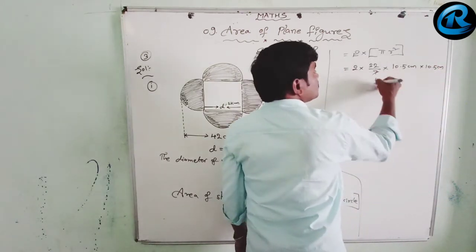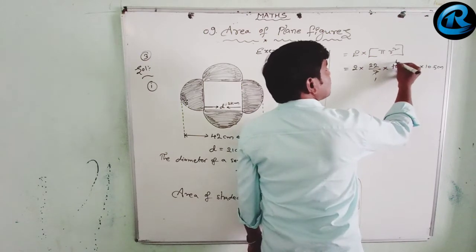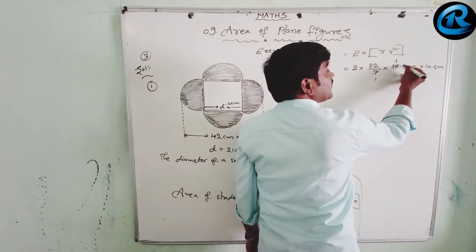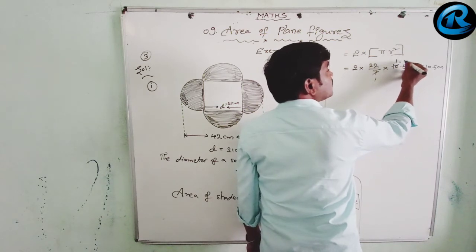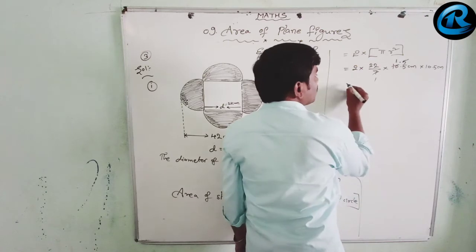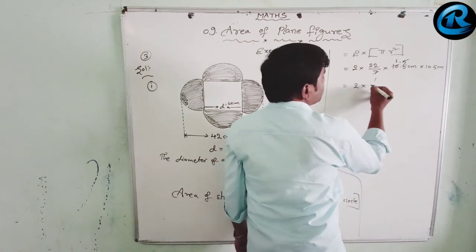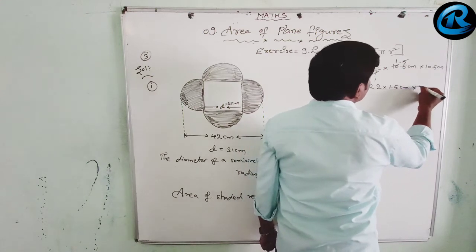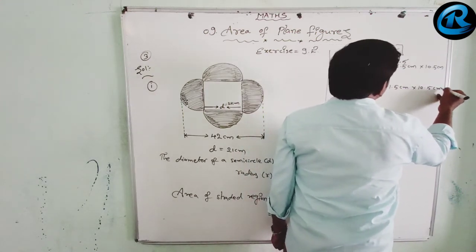See that 7 was the 7. How many left from this 10? 3. So it became 35. 0.75 is 35. So it will be 2 into 22 into 1.5 centimeters into 10.5 centimeters.